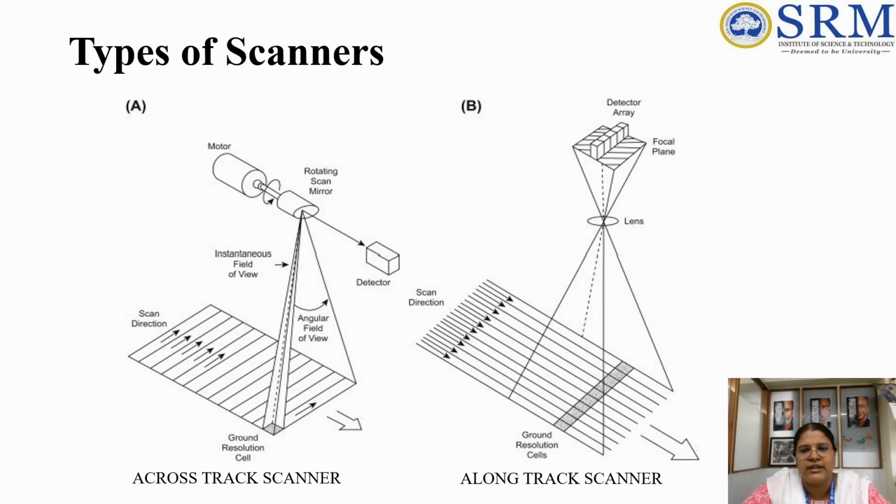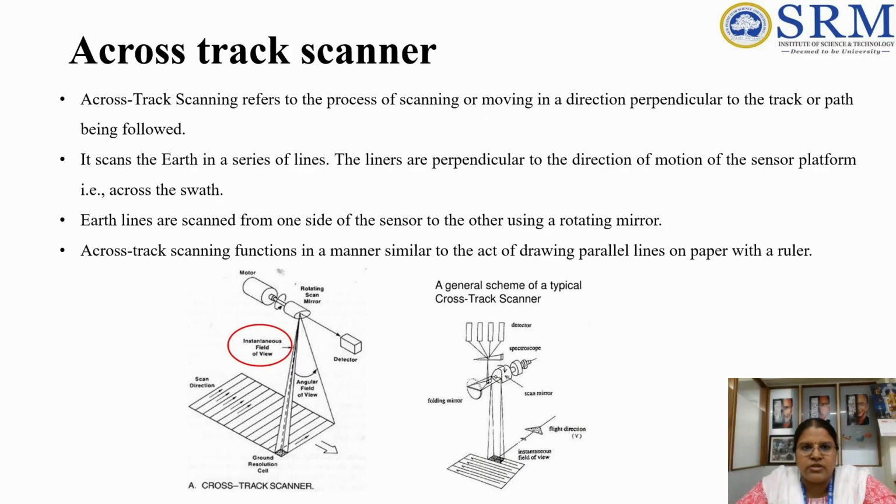So here we have a detector array. Since it is detecting the swath, that is the direction, in the same pattern. So we have a detector array to record all this information. Using a lens and a focal plane, it will be focused. The field of view will be focused, and the scanner will be working in that.